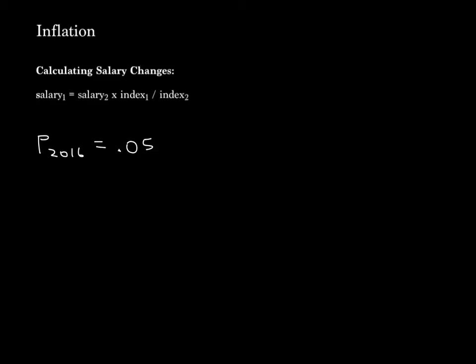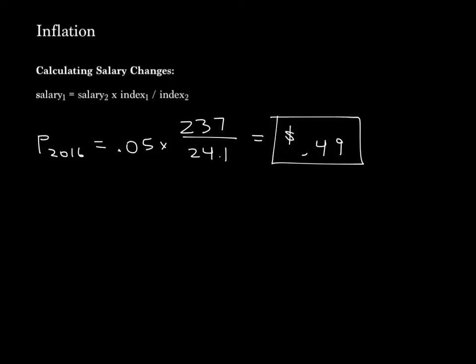which we said was 5 cents, times the index in 2016, which we'll say is about 237, divided by the index in 1950, which was 24.1. Now, when we multiply that all out, we get 0.49, which means that today, that same can of Coke would only cost 49 cents.